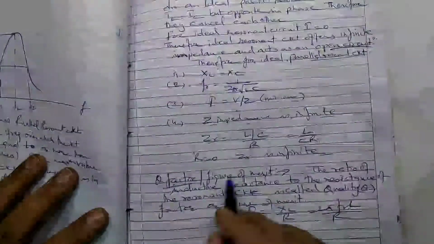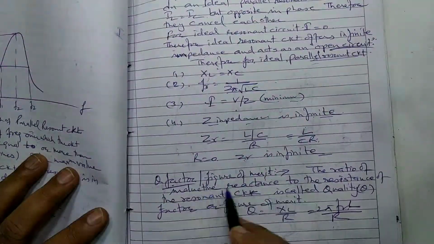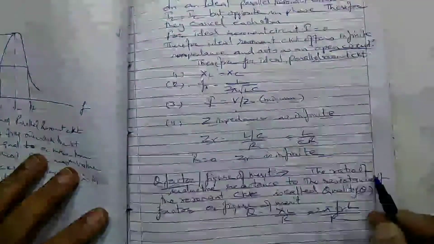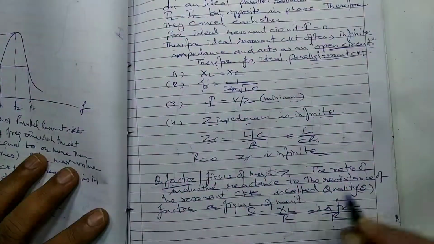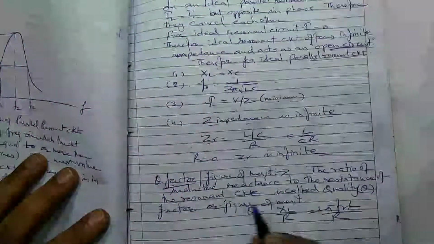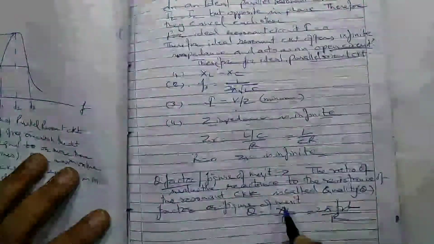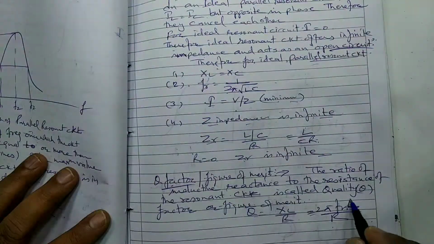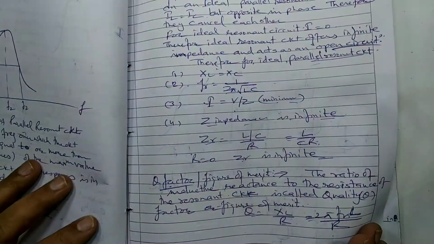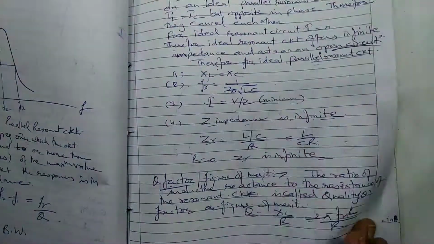Q factor or figure of merit. The ratio of inductive reactance to the resistance of the resonant circuit is called quality factor or Q factor or figure of merit. Q is equal to XL divided by R, that is equal to 2 pi FR L by R. This is called figure of merit.